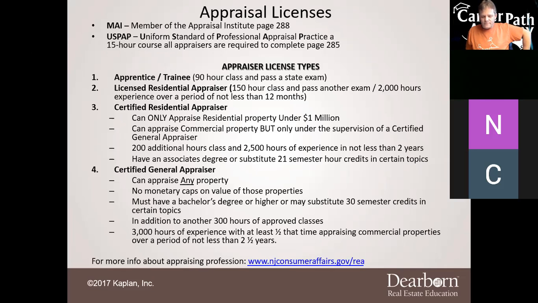Victor, where is that line? I can't see it. On page 288, the very last word on the last line: unlike, and then it carries over to the next page, 289, at the top of the page: residential appraisers, certified general appraisers have no monetary cap on the properties they can appraise. And then you're going to write in there, and can appraise commercial property.